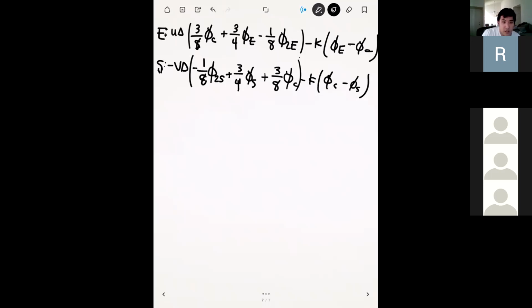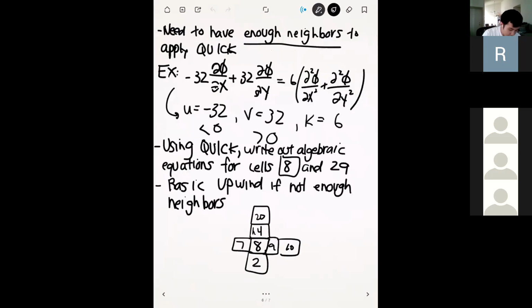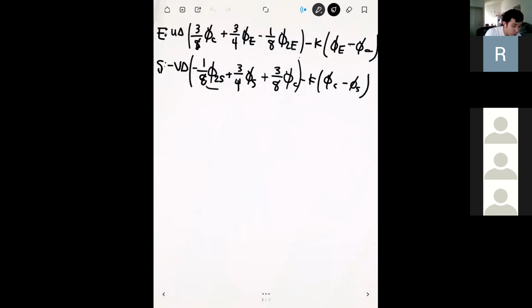Okay? And so let's look at this south expression here and compare that to what our geometry looks like. Because we know for the south integral, we're going to need phi sub 2s. We need a south neighbor that's 2 away. So if we go back to our diagram here, we see cell 8, on the south side, we only have one south neighbor, and that's phi 2. So we're not going to be able to apply QUICK in this case, and because of that, we can't use this scheme right here. So we're going to cross this out.